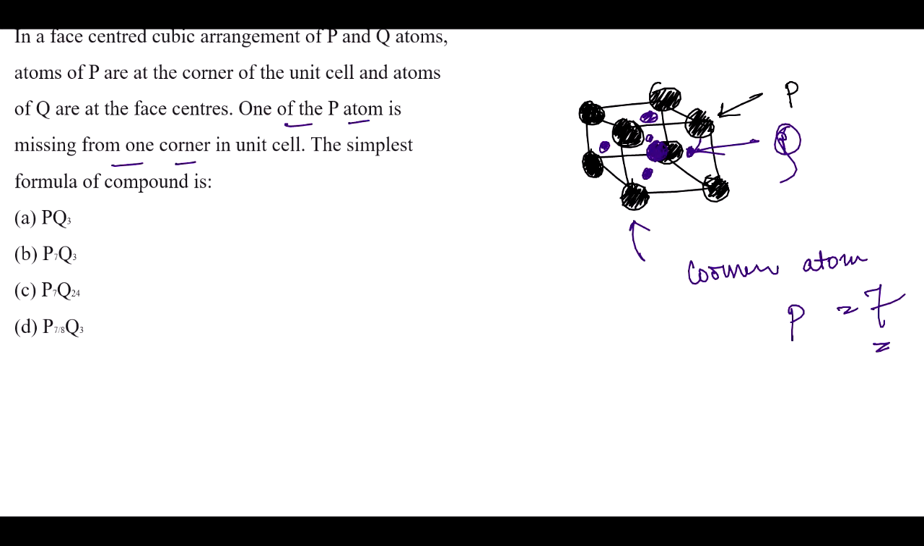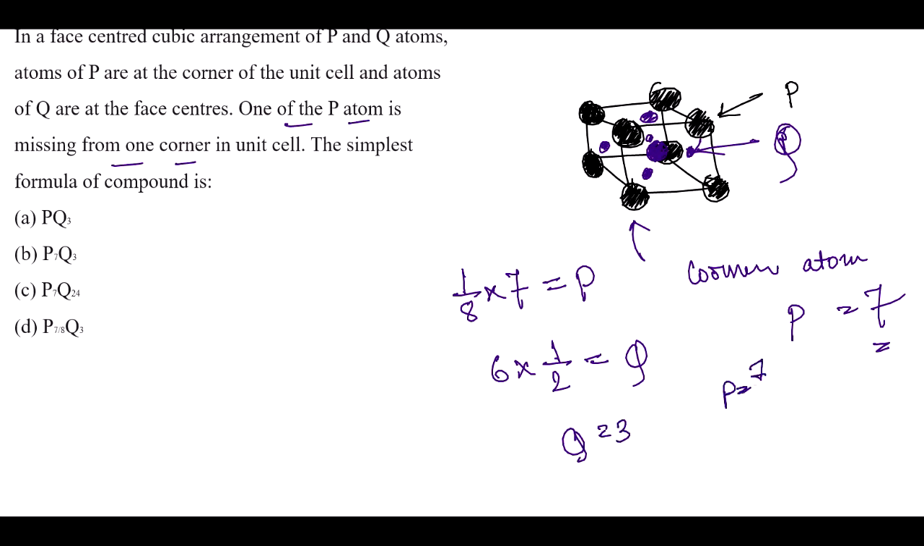Now if we consider the contribution of each corner atom is 1 by 8, the total number of corner atoms is 7. So the total number of P for each cell will be 1 by 8 into 7. Now the total number of faces is 6 and each atom will contribute half to the cell. So the total number of Q will be 6 into 1 by 2. So Q is equal to 3 and P is equal to 7 by 8.